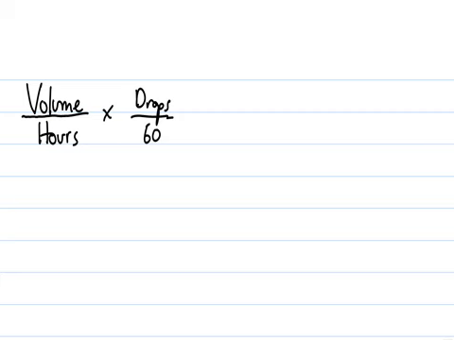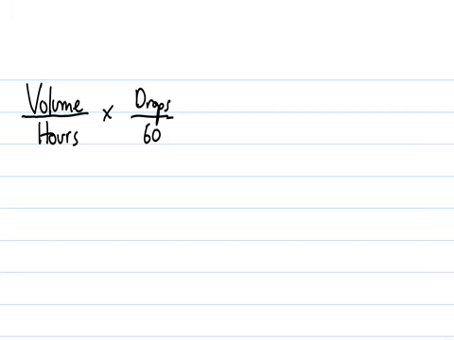This section will deal with working out drip rates, and you must learn the following formula. The volume divided by hours multiplied by the number of drops divided by 60. The reason why it's divided by 60 is because you're normally asked to work out the number of drops per minute. Okay, so all you must do is put the values from the question into this formula.